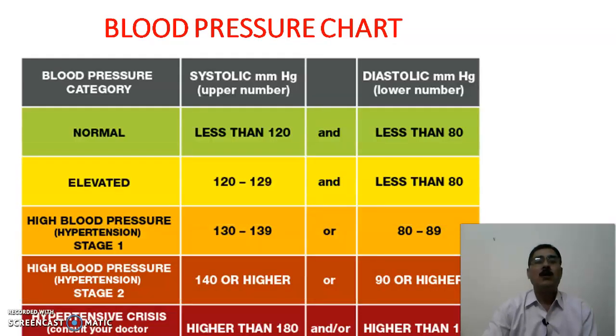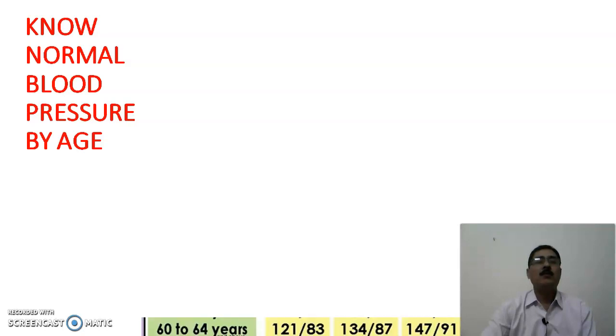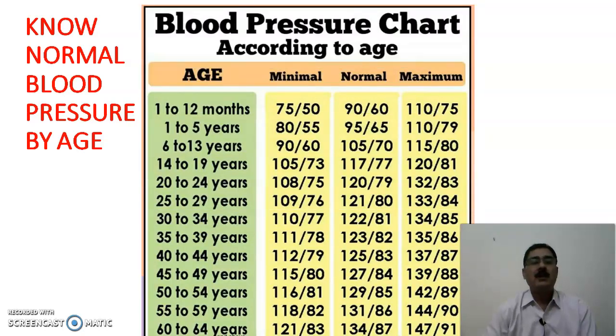Now this is what we have just studied in the previous slide. The blood pressure categories from normal, elevated, high BP stage 1, high BP stage 2 and hypertensive crisis, what I have told you earlier on. Now how can we know what our normal blood pressure is by age? The normal blood pressure by age is shown in this blood pressure chart, which is according to age.